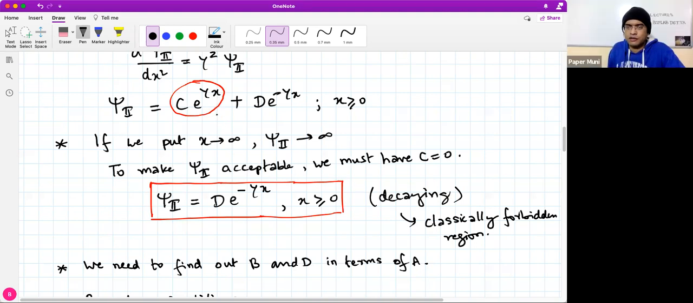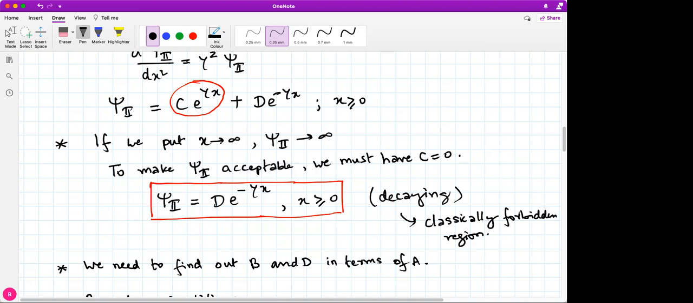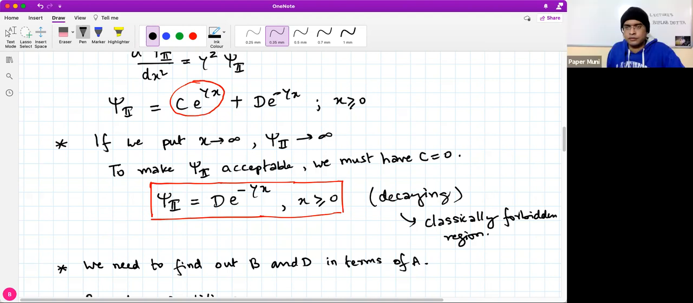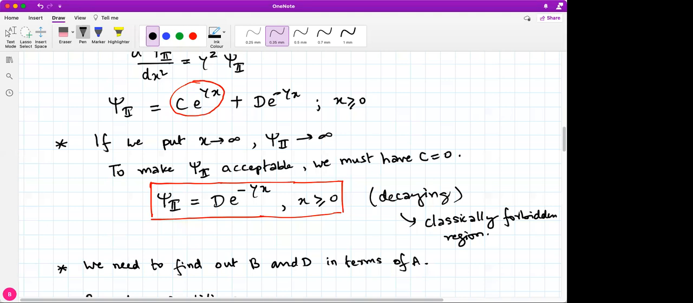We didn't get rid of this for the reason that there is no reflected wave, the earlier argument which we had in the E greater than V naught case. In that case, there was no incident particle from the right side to the left side. That was the argument there, but here we are not talking about that. We are talking about the form of the wave function in this region. Sir, I'm getting this argument for why we took c equal to 0. From this perspective, I'm understanding why the wave function should be like this.